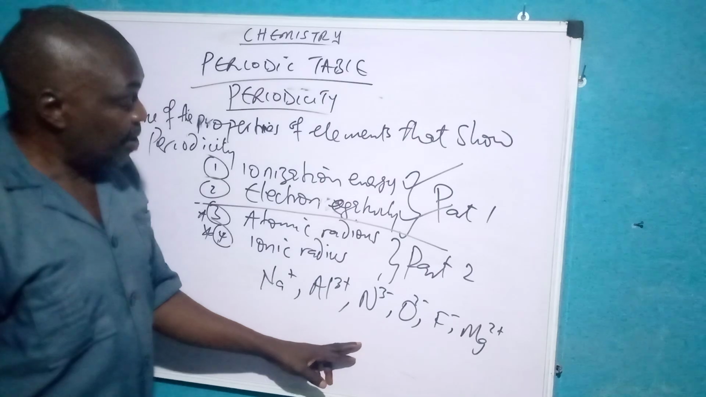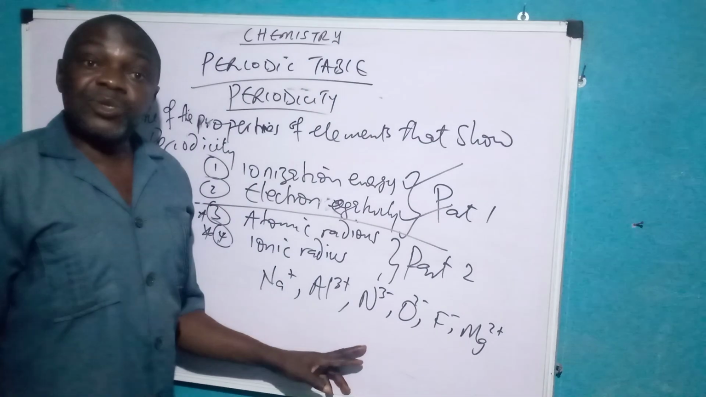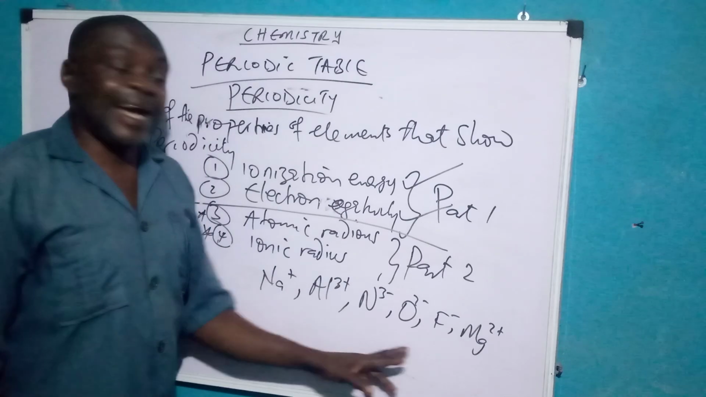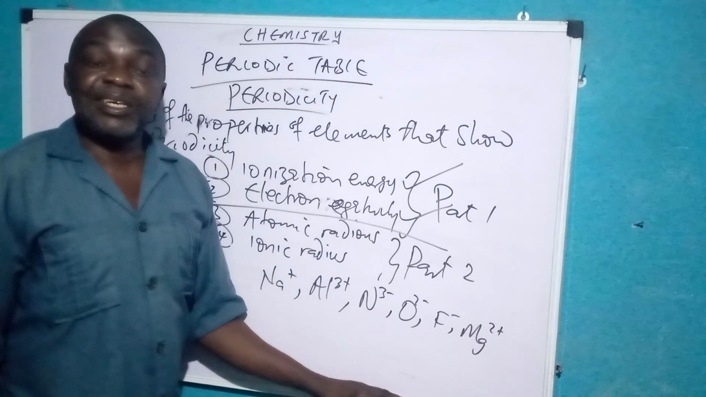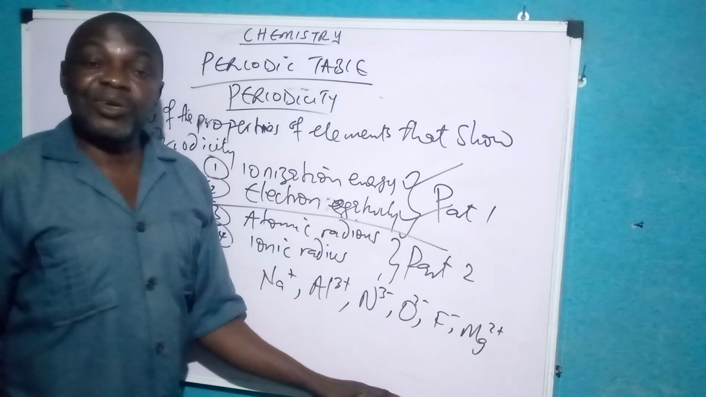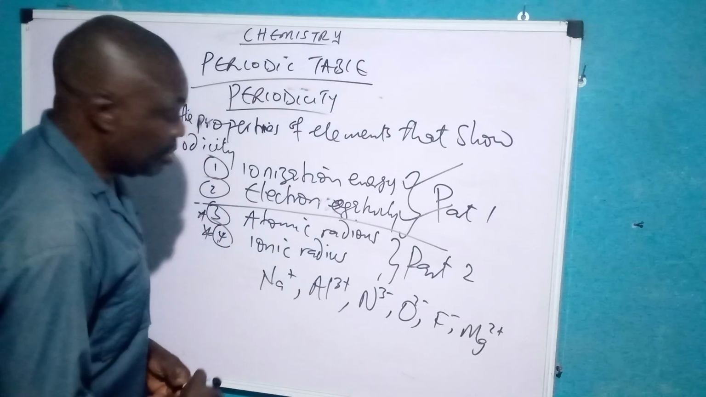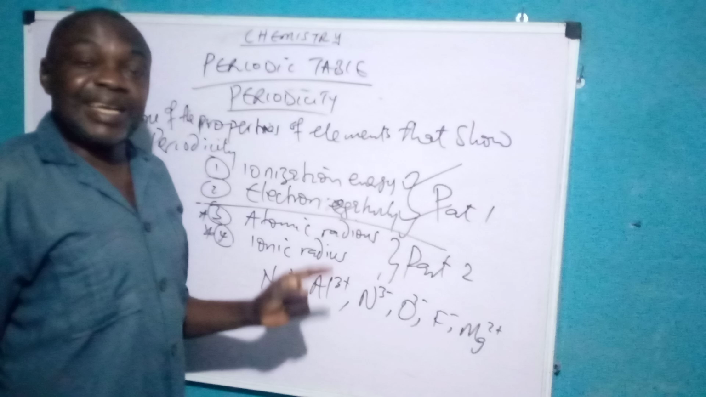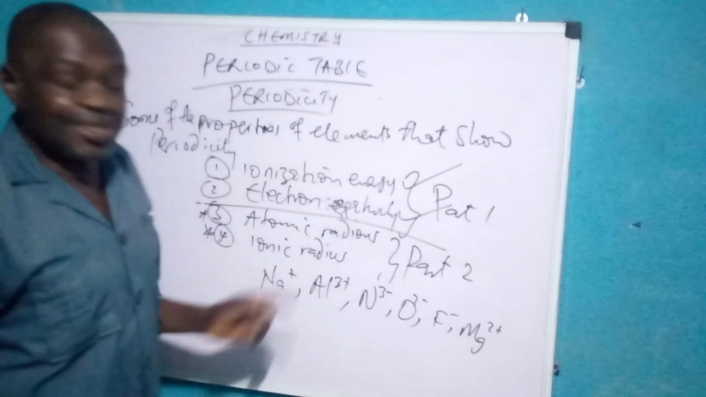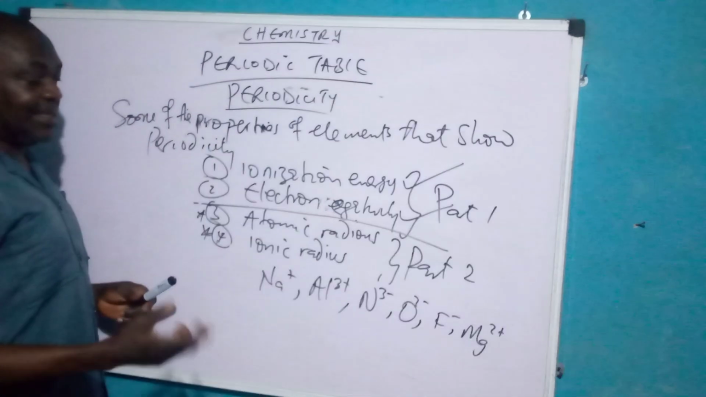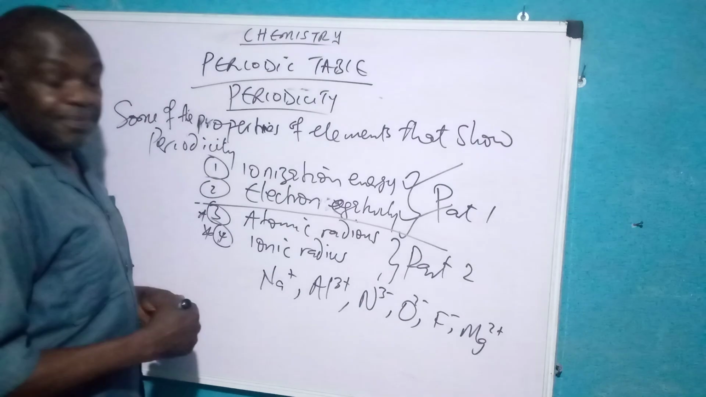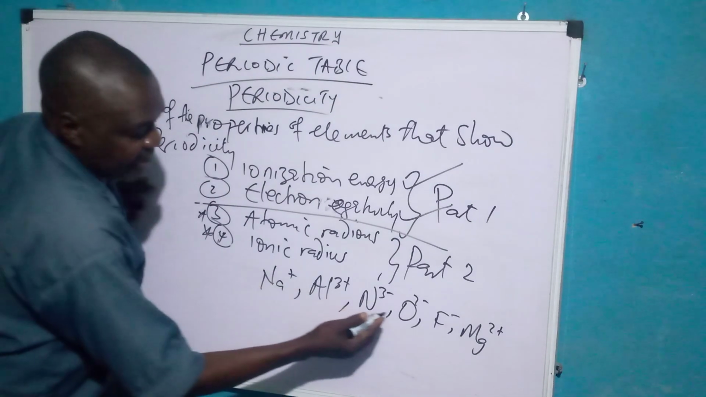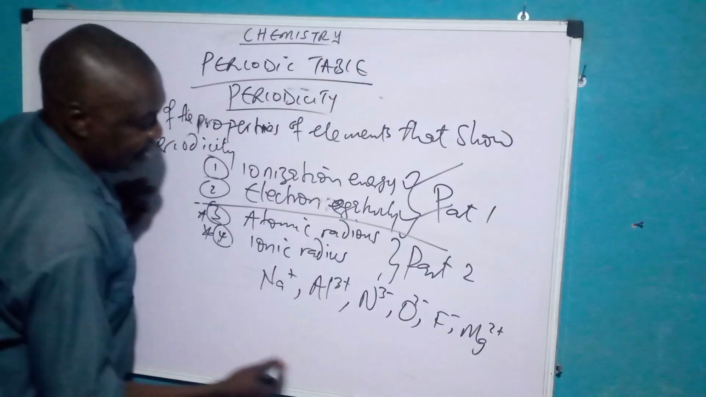So most often, the question you can be asked here is, they will give you many of these ions and tell you to arrange them in order of either increasing or decreasing radius. So remember, as the atomic number increases, the radius decreases, or as the atomic number decreases, the radius increases. So let's arrange it now in order of their increasing radius or size.